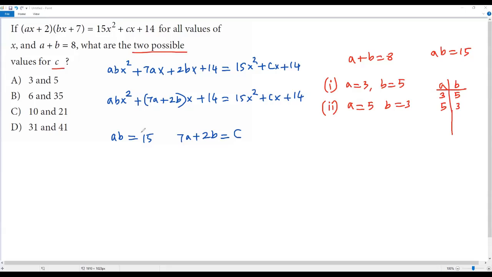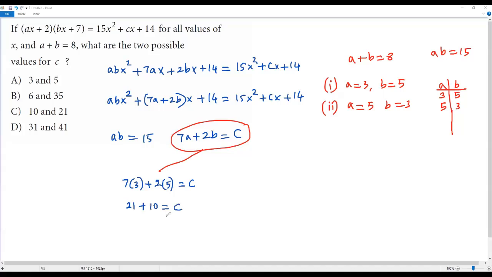Now I'm going to plug the first option, a equals 3 and b equals 5, into this equation to get the value of c. That is 7 times 3, since I plugged in 3 for a, plus 2 times 5, since I plugged in 5 for b, equals c. So 7 times 3 is 21, plus 2 times 5 is 10, equals c. When I combine them, 21 + 10 is 31. The value of c is 31.